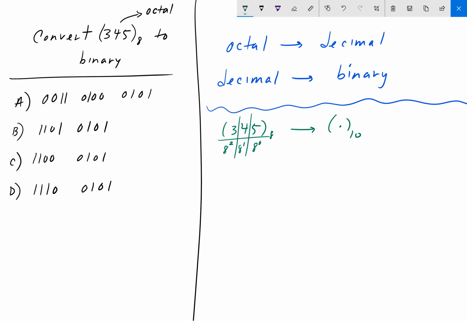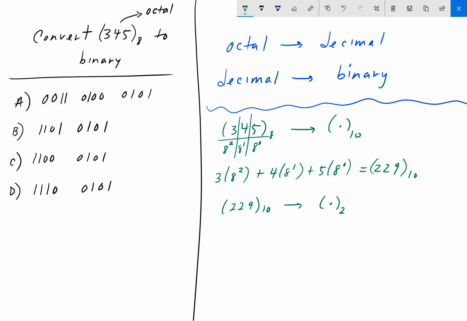So in order to get the decimal, it would be 3 times 8 to the 2 plus 4 times 8 to the 1 plus 5 times 8 to the 0. And when you do that, you get 229. So that tells us that 345 octal is equal to 229 decimal. So this is decimal. Now that we have it in decimal, we want to convert 229 base 10 to something in binary.